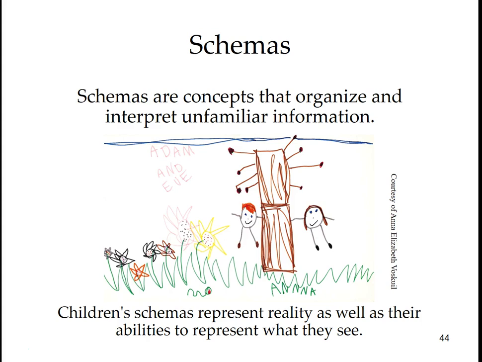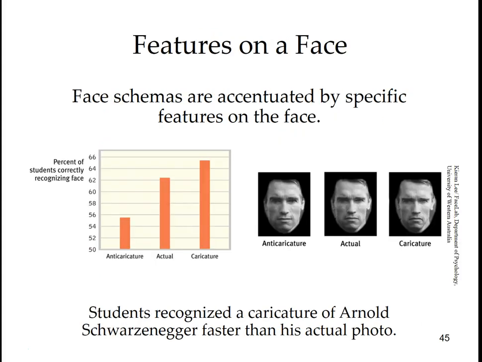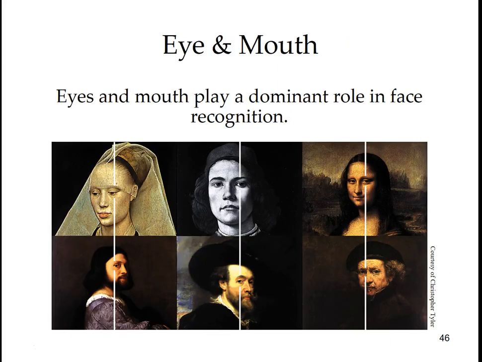Schemas are concepts that organize and interpret unfamiliar information. Children's schemas represent reality as well as their abilities to represent what they see. Face schemas are accentuated by specific features on the face. Students recognize the caricature of Arnold Schwarzenegger faster than his actual photo. Eyes and mouth play a dominant role in face recognition.